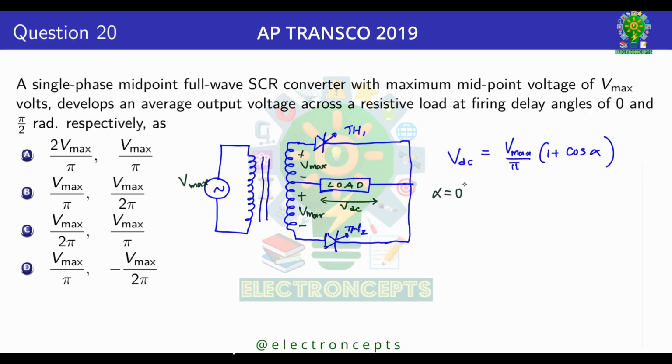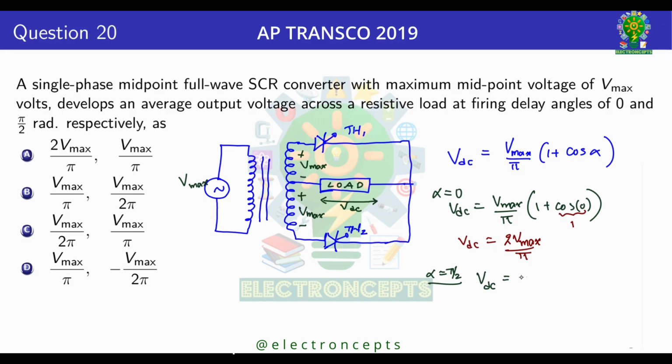At alpha equal to 0 radians, VDC is equal to Vmax by pi into 1 plus cos 0. Cos 0 is 1, therefore VDC is equal to 2 Vmax by pi. And similarly, for alpha equal to pi by 2 radians, VDC is equal to Vmax by pi into 1 plus cos pi by 2. Cos pi by 2 is 0, therefore VDC is equal to Vmax by pi. From this, option A is correct.